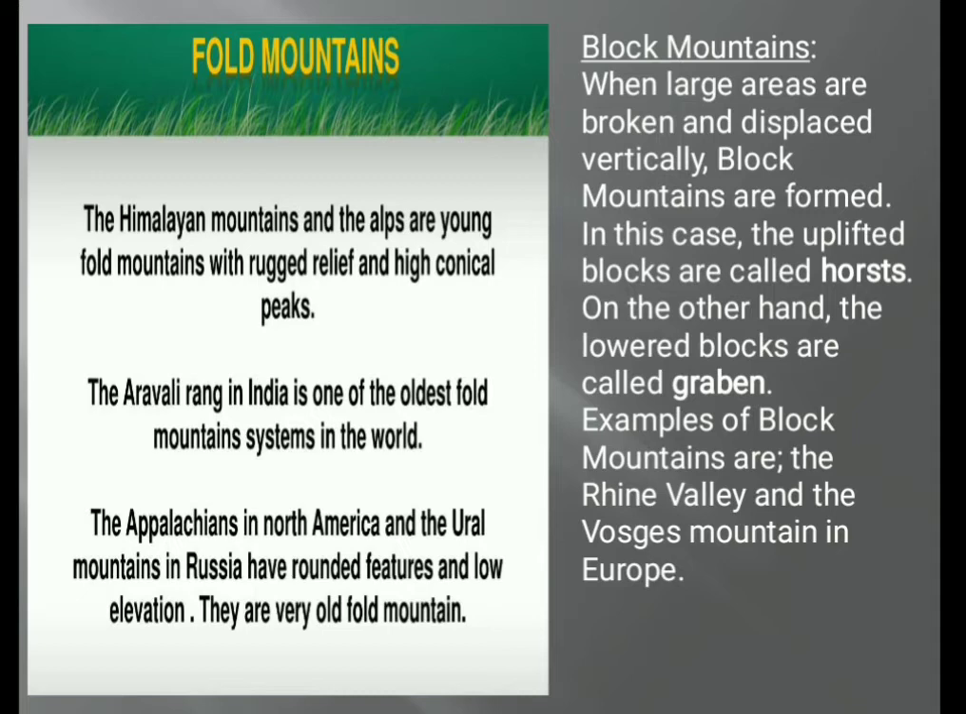When large areas are broken and displaced vertically, block mountains are formed, as I told you earlier. In this case, the uplifted blocks are called horst and, on the other hand, the lower blocks are called graben. The examples I also told you, for example, the Rhine Valley.